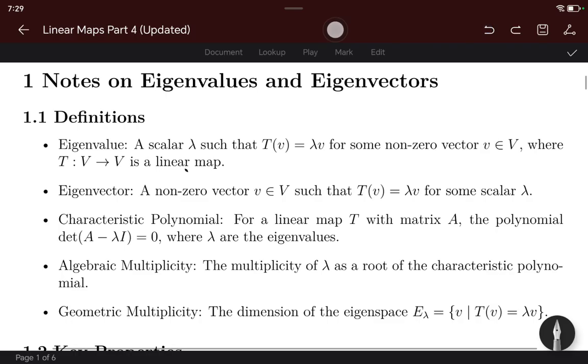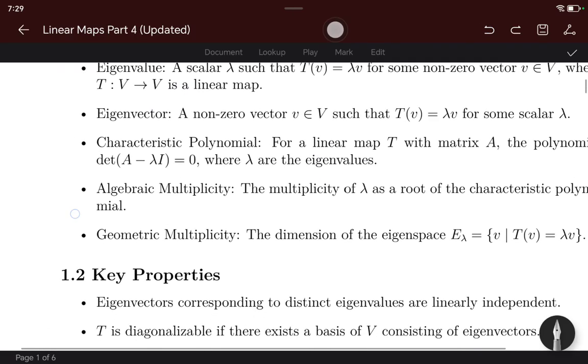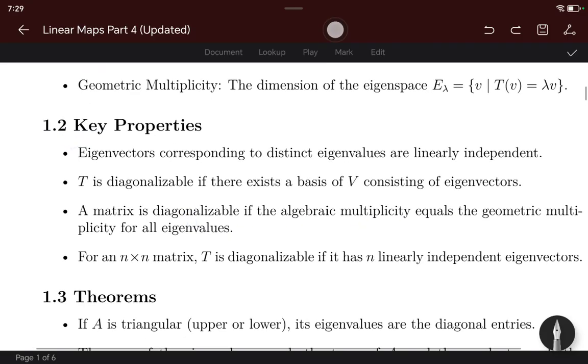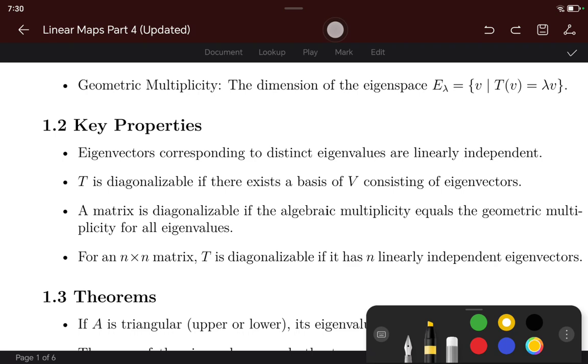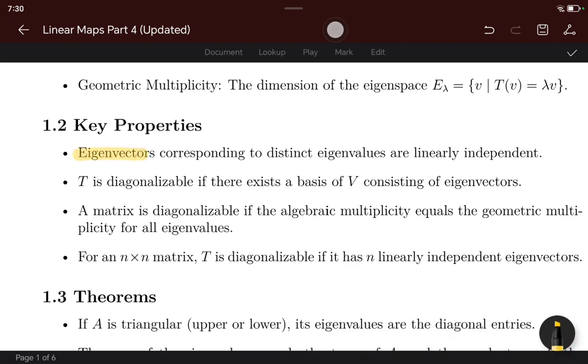Let me erase this. Now, when we come to the key properties, remember I said that we're going to be looking at things like linear independence, geometric multiplicity and algebraic multiplicity. If we look at this, they say that eigenvectors corresponding to distinct, or different, eigenvalues are linearly independent. So we'll be looking at that.